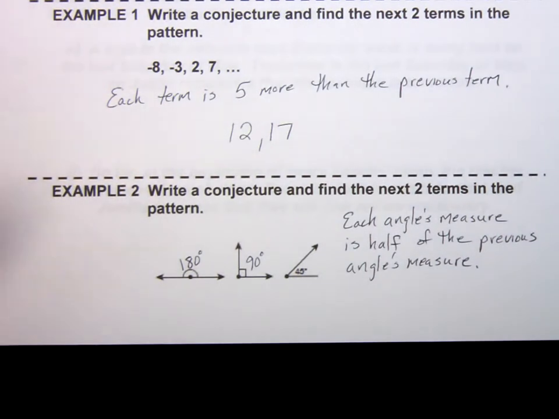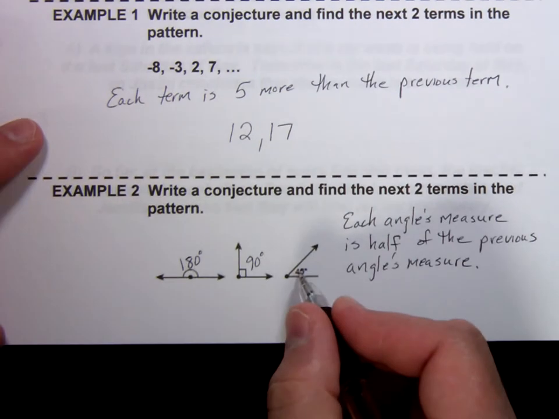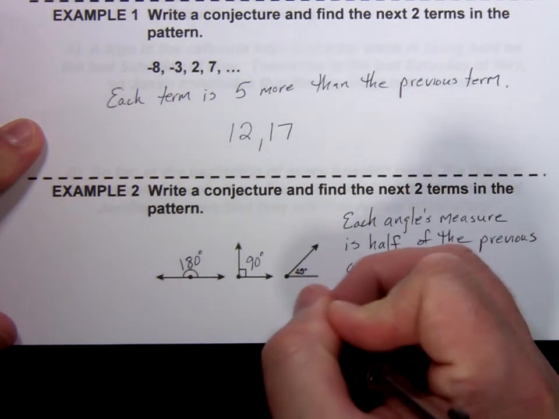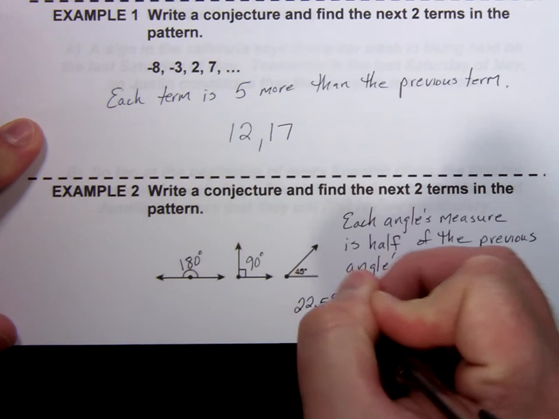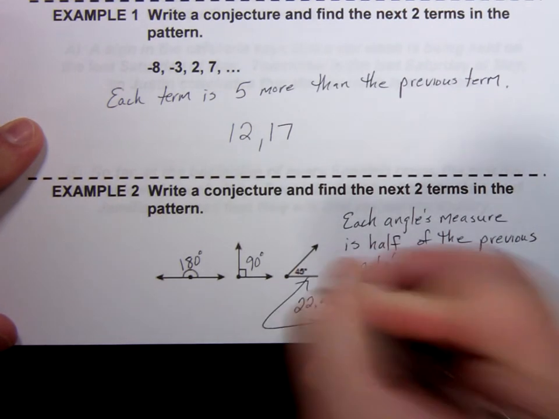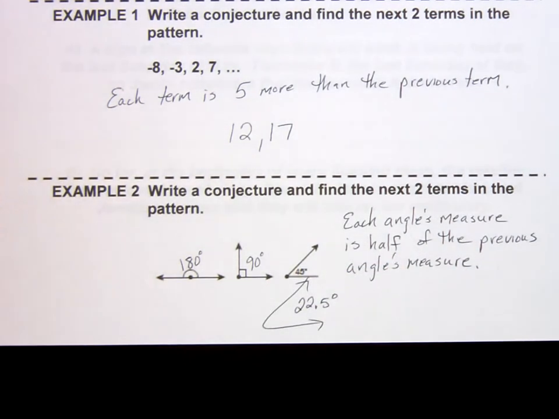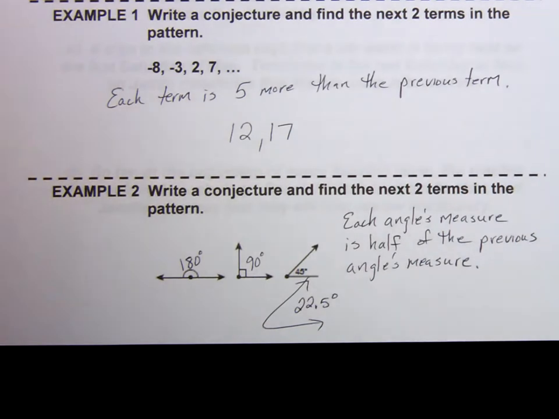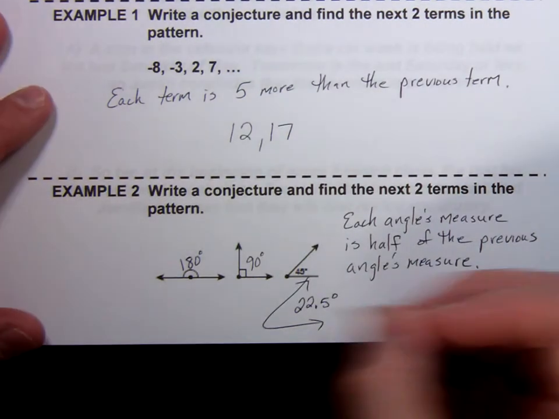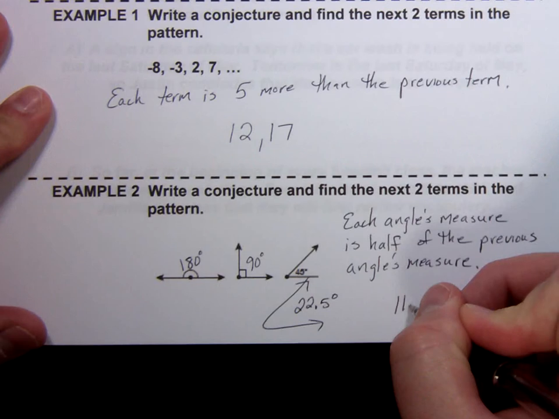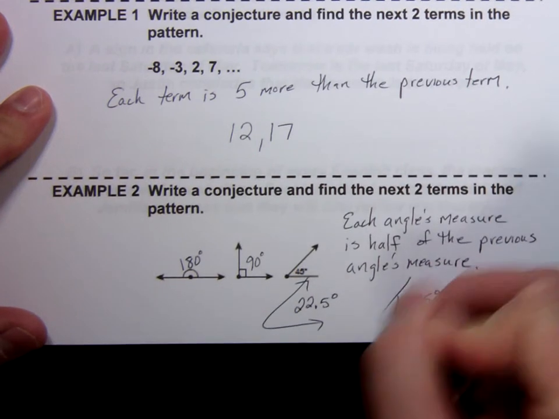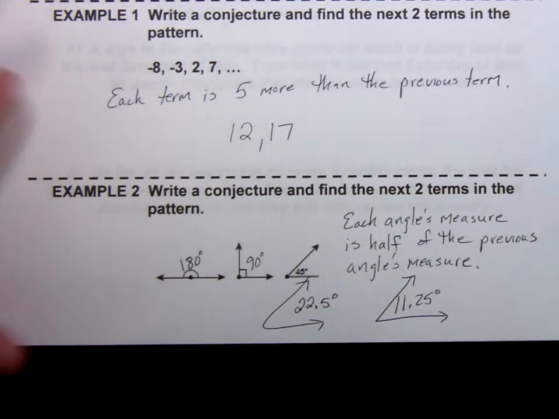So each angle's measure is half of the previous angle's measure. So that's my conjecture. So based on that pattern that I picked up, based on this conjecture, what would the next two terms be? 45 divided by 2 is 22.5 degrees. So you'd have a 22.5 degree angle. And I'm not really worried about making my angle drawn to scale here. The number is going to tell me what the measure is. And then half of that would be 11.25 degrees. So I have an 11.25 degree angle.